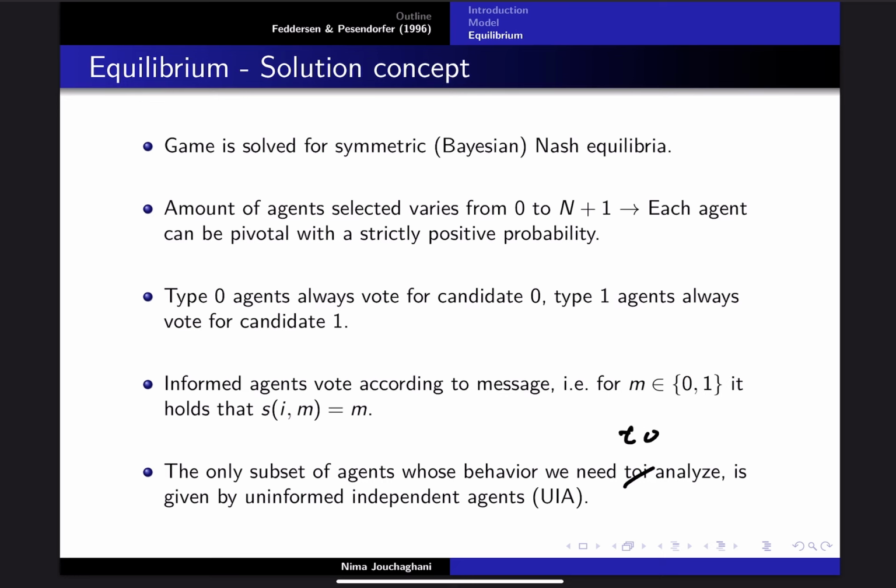And this subset is given by the so-called uninformed independent agents, which I will shortcut as UIA. Those are agents who are not partisans, so they want to vote for the candidate who is appropriate for the state. And they are uninformed, so they only have a probability or a belief over the state of the world, and they do not know the state of the world with certainty.